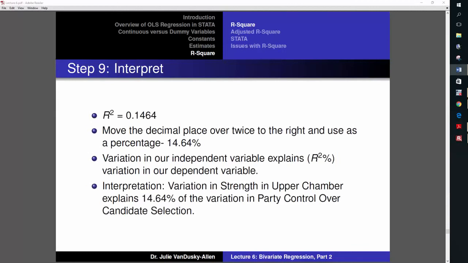Next, you interpret the value from step 8. Our r-squared was 0.1464. We move the decimal place in the r-square over to the right twice and use it as a percentage. In this case, we would have 14.64%. Then we say that variation in our independent variable explains r-squared percentage variation in our dependent variable, or in this case, variation in strength in upper chamber explains 14.64% of the variation in party control over candidate selection.